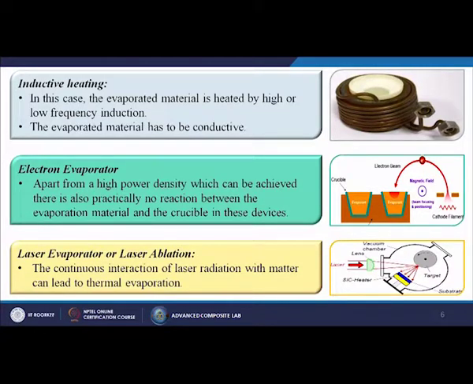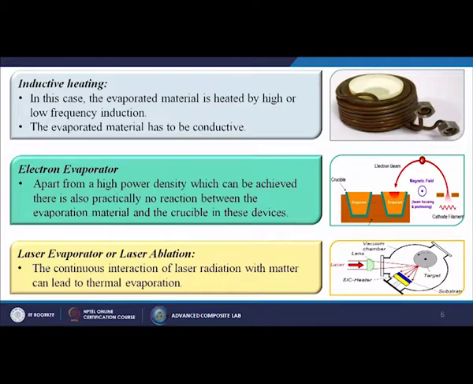The evaporated material has to be conductive. Next we can use the electron beam evaporator. Apart from a high power density which can be achieved, there is also electrically no reaction between the evaporation material and the crucible in these devices.